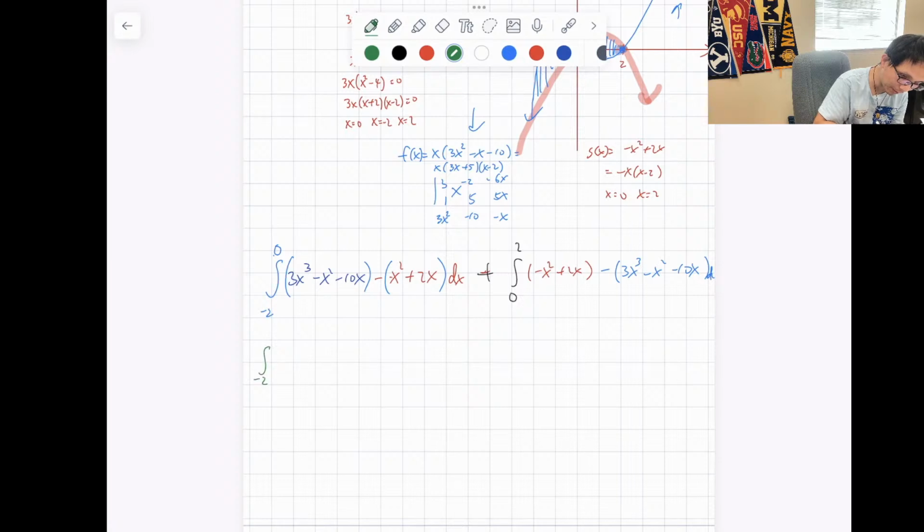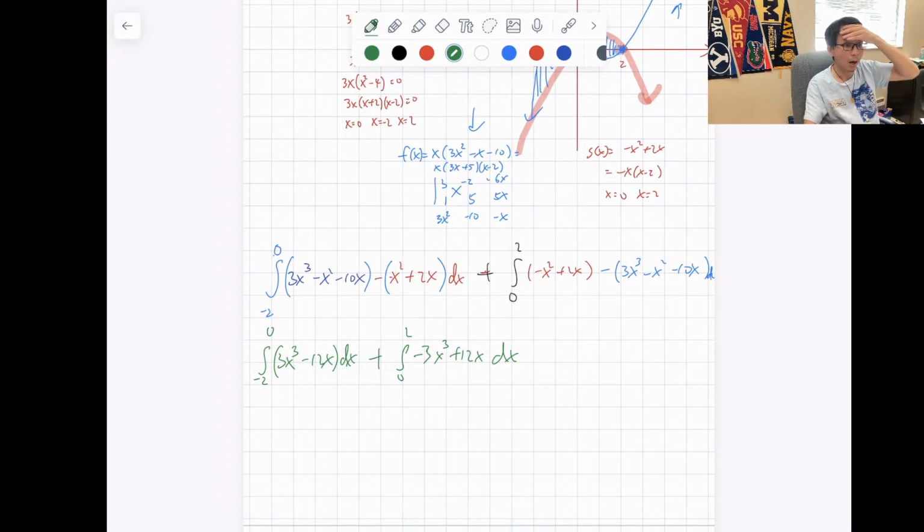So this one will be -2 to 0. This one's going to be 3x cubed minus 12x dx, and then plus 0 to 2 of negative 3x cubed plus 12x dx. Okay, so it's the positive and negative. Those are top minus bottom for each one, there are two regions this time.